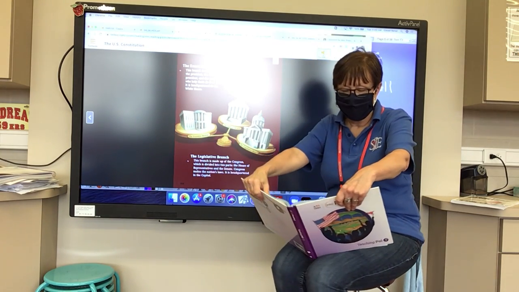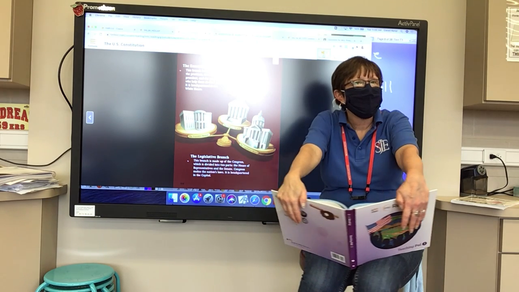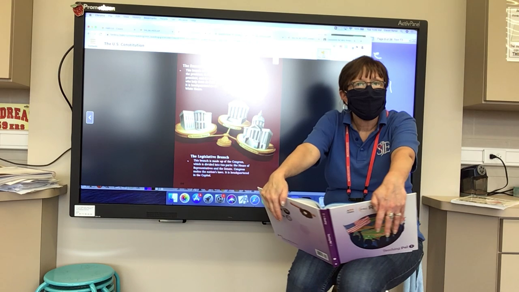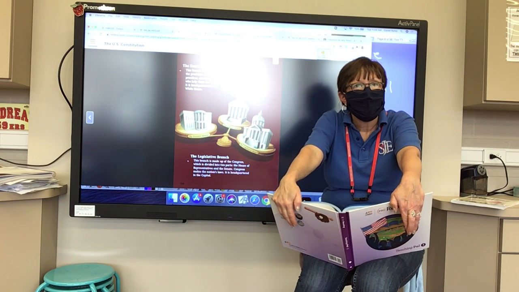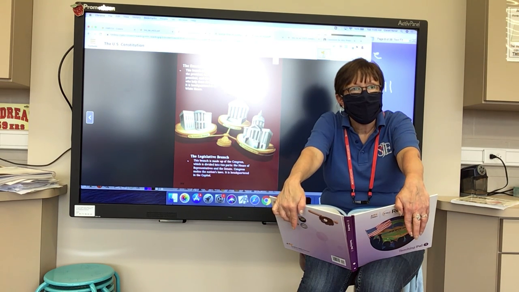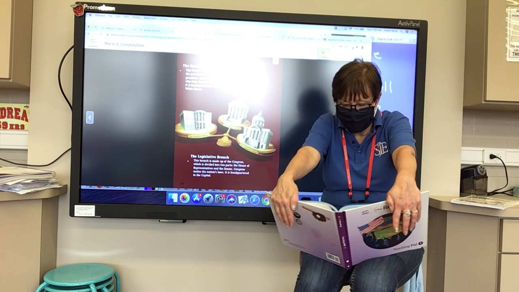The Executive Branch. This branch is made up of the President, the Vice President, and the people who help them do their jobs. It is headquartered in the White House. The Judicial Branch. This branch is the court system. Judges see that laws are carried out in the right way. The Judicial Branch is headquartered in the Supreme Court, the highest court in the United States.